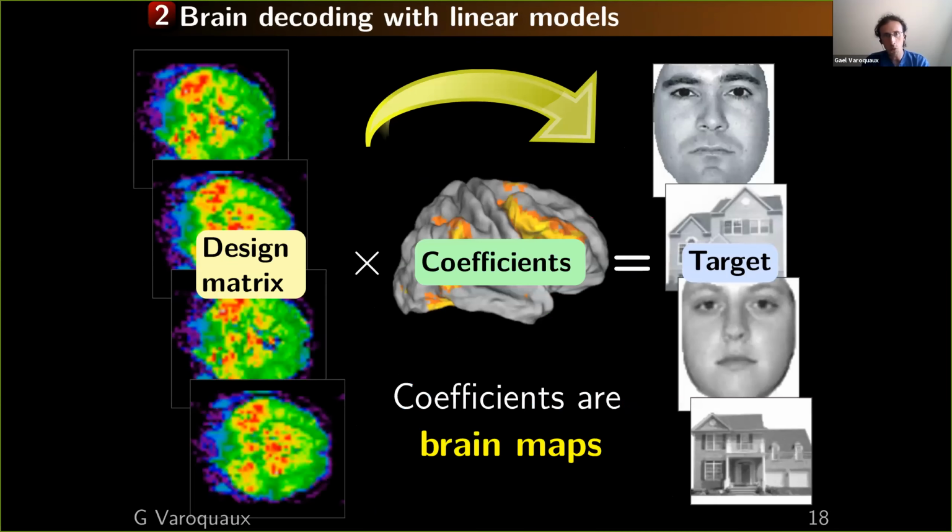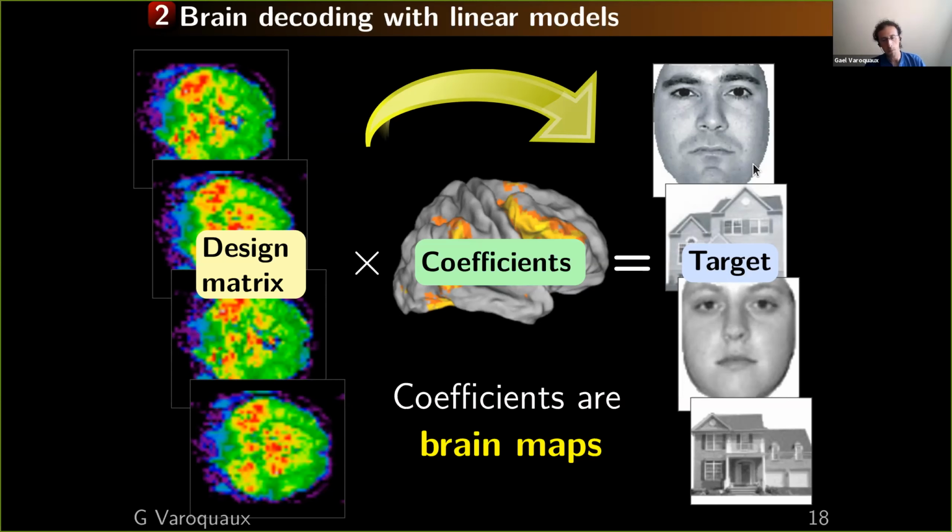So the basic tool that is used is linear models, and the reason linear models are interesting for decoding is that their coefficients are brain maps. A linear model in decoding has a design matrix that is made by the observed brain activity and is trying to estimate coefficients, so brain map, that are such that the product of the design matrix with the coefficients will predict the target.